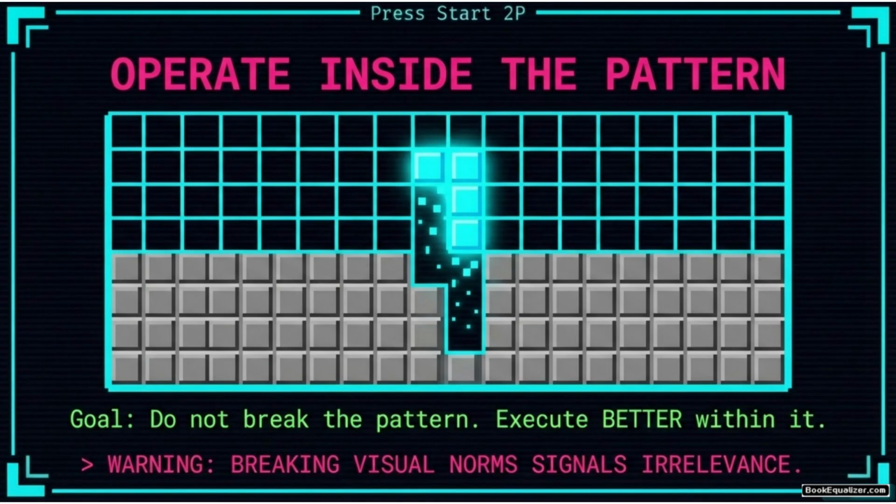Once you've got those top 5 covers from the Book Equalizer extension, you're not copying any single one. You're identifying what they all have in common, then executing that pattern at a higher level of quality.